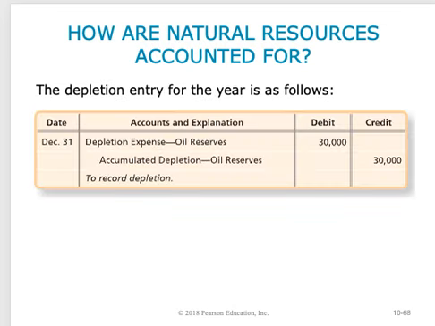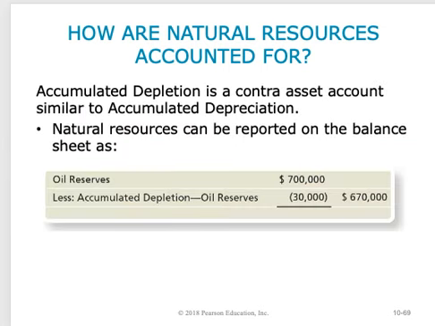Here's your journal entry for the depletion expense. You would debit depletion expense, oil reserves, and you would credit accumulated depreciation, oil reserves, and that's going to be a contra asset to go against the oil reserve account. Once again, on the balance sheet, it would be reported as an asset less the accumulated depreciation, and then the book value would be over here. That subtotal is going to be in the right column.